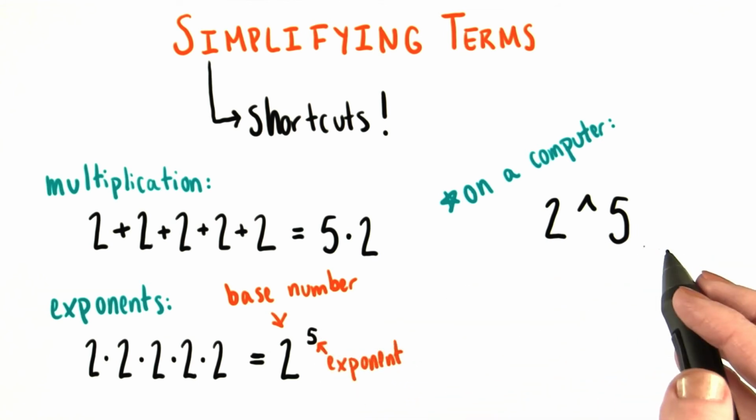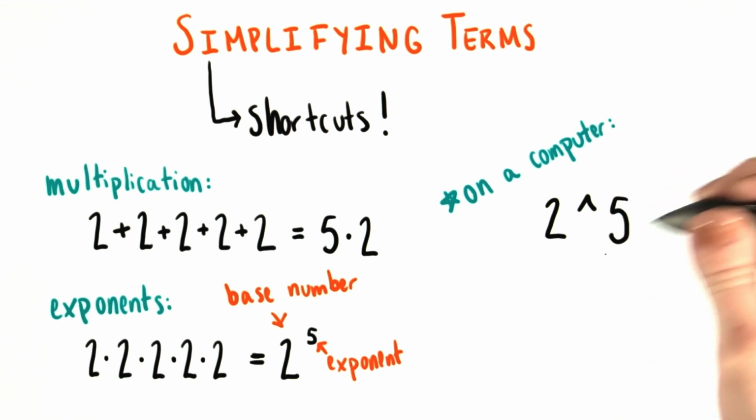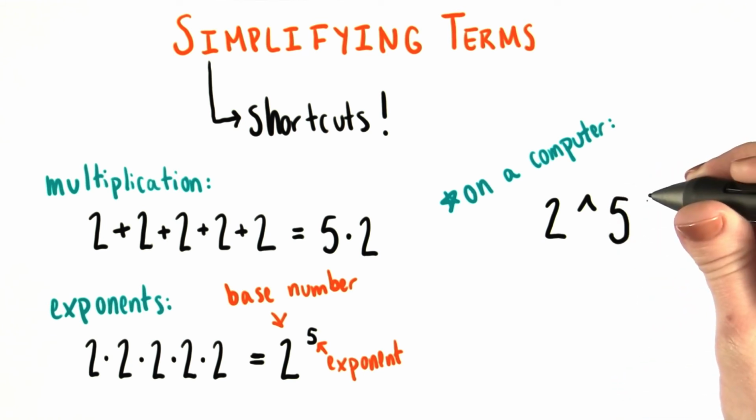Now, if you have more than just a number in the exponent, then you put parentheses around the entire expression that you want to have positioned in that exponent spot.